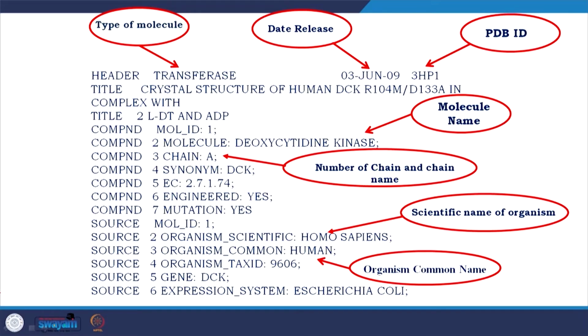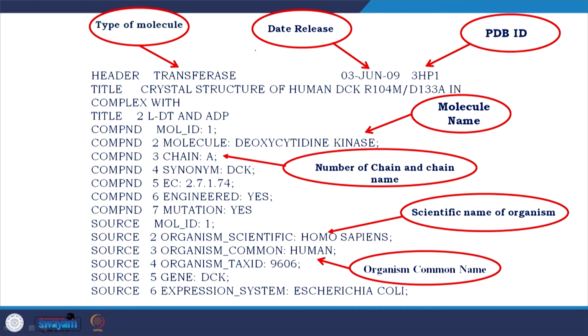So, this is the start of the PDB file, and you see so many things. One, there are columns which talk about what this is. The header talks about the enzyme. If you see the type of molecule here, it is a transferase. So, deoxycytidine kinase is a transferase.